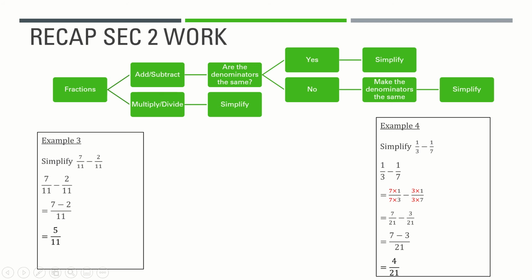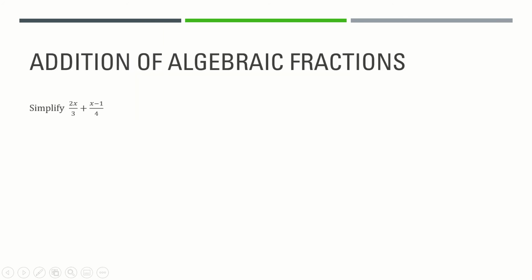And we're going to apply it to algebraic fractions. So say we have two fractions with algebra inside it. You have 2x over 3 plus x minus 1 over 4. So first check. Are the denominators the same? No, they're not. So you need to make them the same by finding the LCM, which is between 3 and 4. The LCM, lowest common multiple, is 12.